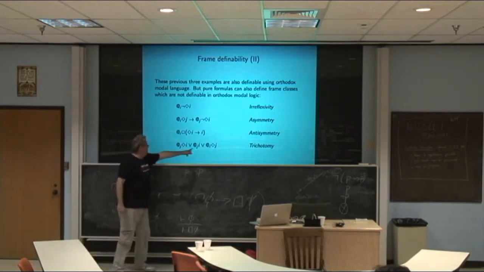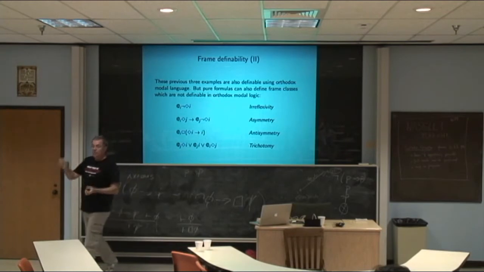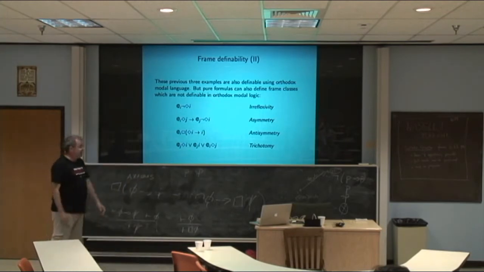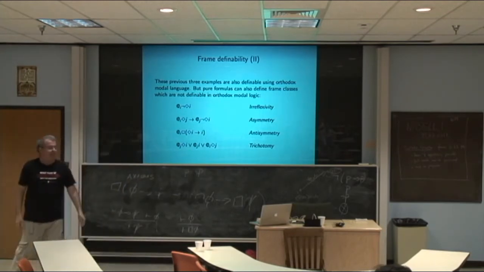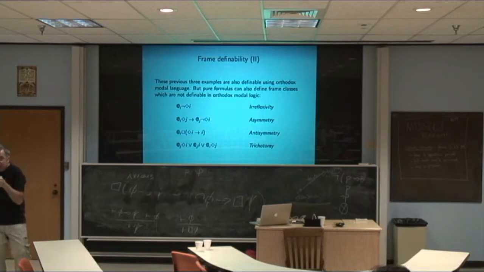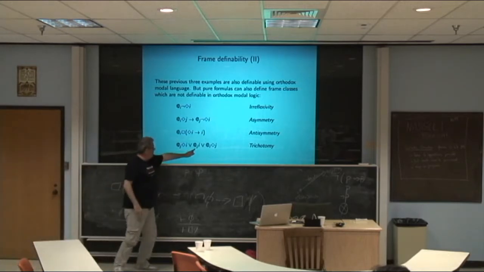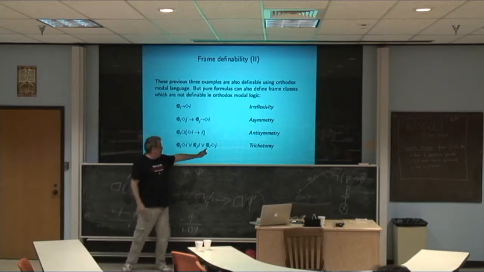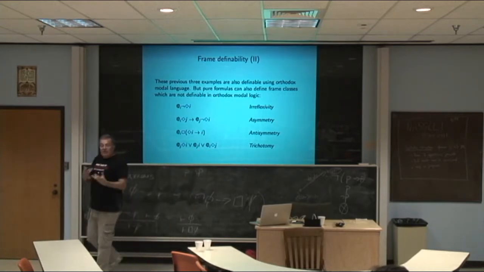This is a nice one, trichotomy. Given two points of time, I like to think of it in terms of time, but it's not that important, you've got two points of time, J and I. It's going to be either that at J, you can move forward and see I, or they're the same point, or that at I, you can move forward to see J. Basically, it's a very strong notion of linearity.